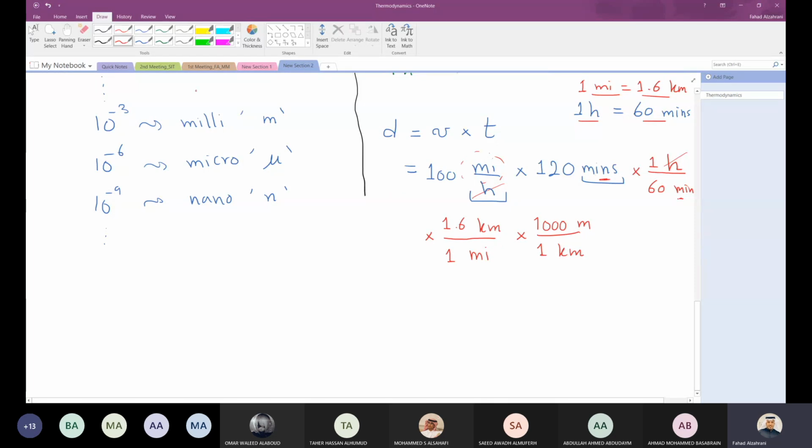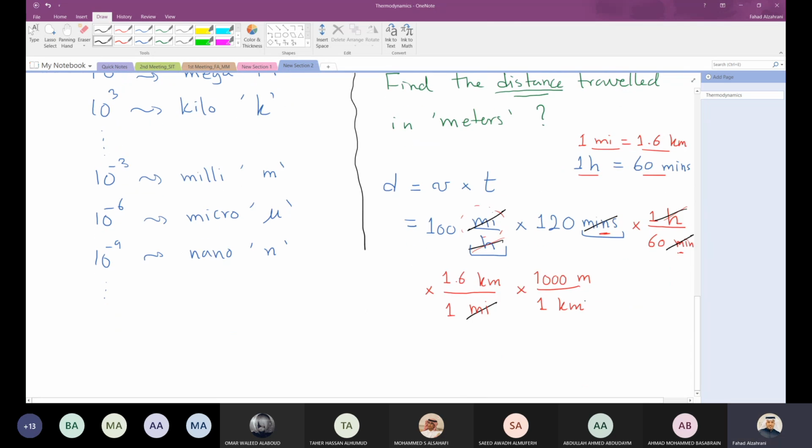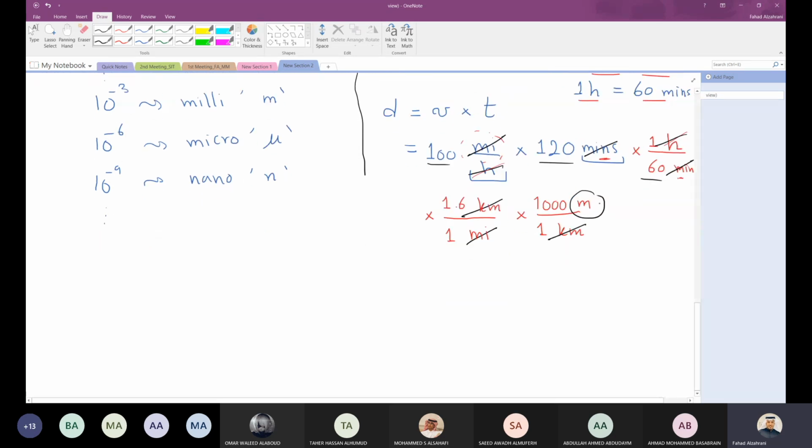You don't make any mistake if you follow this procedure. Now if you do this, the mile will cancel with the mile, the minutes with the minutes, the hour with this hour, and the last thing, the kilometer cancels with the kilometers, and you are left with the meter. So what do you do? 100 times 120 divided by 60 times 1.6 times 1000. That's it. You just multiply these numbers and divide by the numbers down there, and you get the final answer.